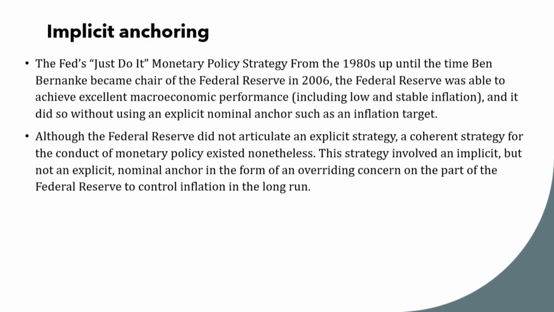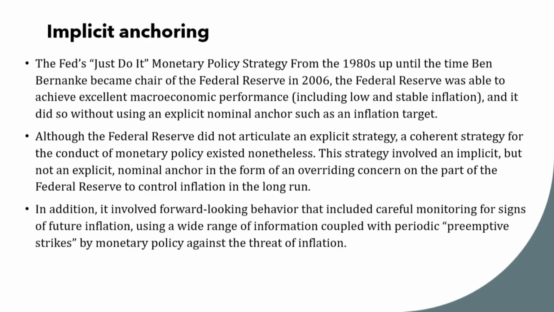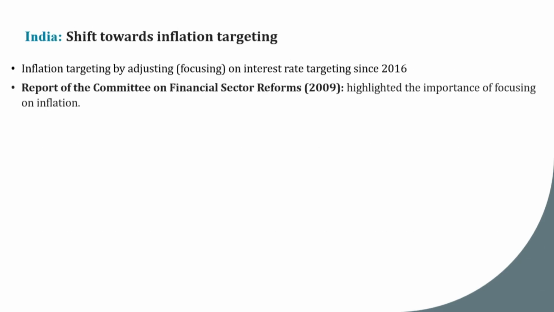This strategy involved an implicit but not an explicit nominal anchor in the form of an overriding concern on the part of the Federal Reserve to control inflation in the long run. In addition, it involved forward-looking behavior that included careful monitoring for signs of future inflation using a wide range of information coupled with periodic preemptive strikes by monetary policy against the threat of inflation.